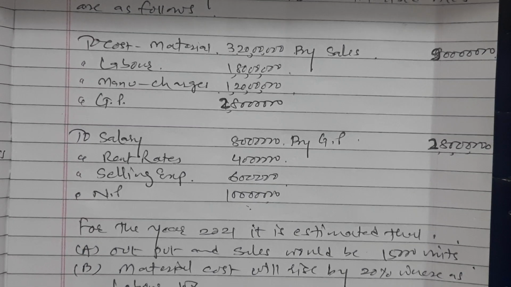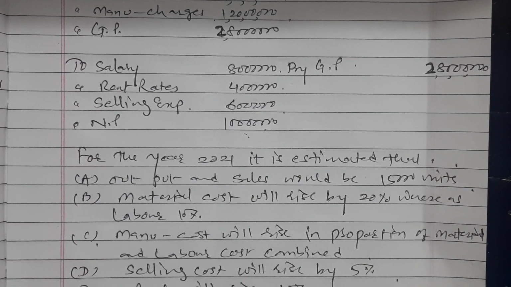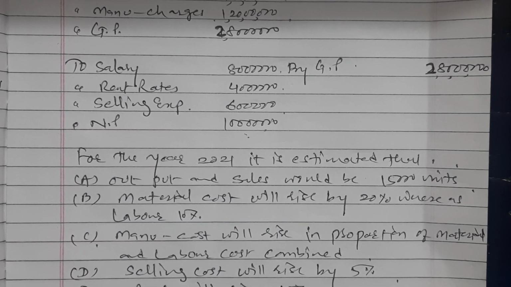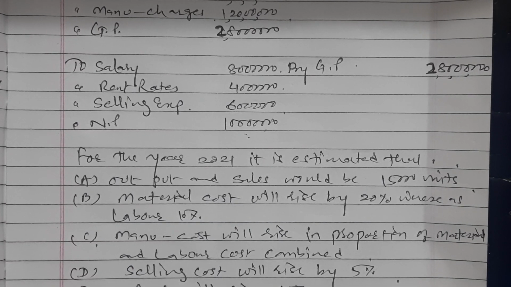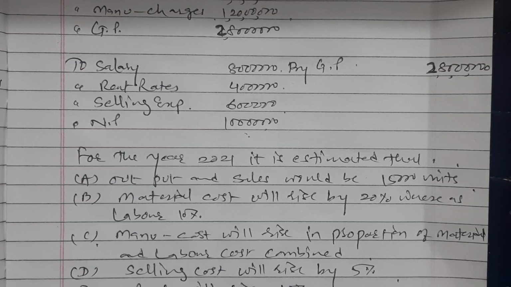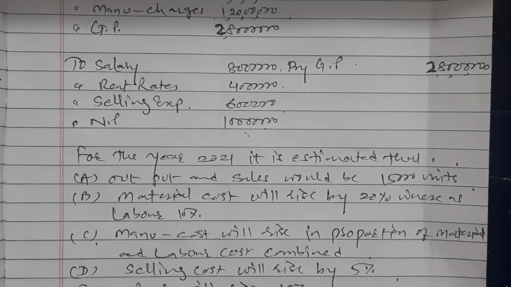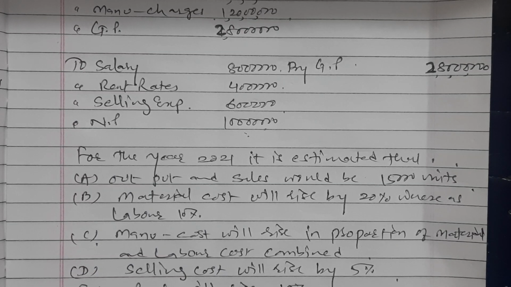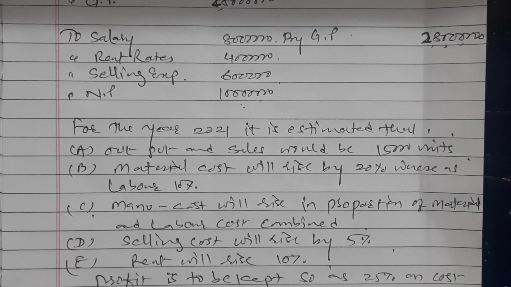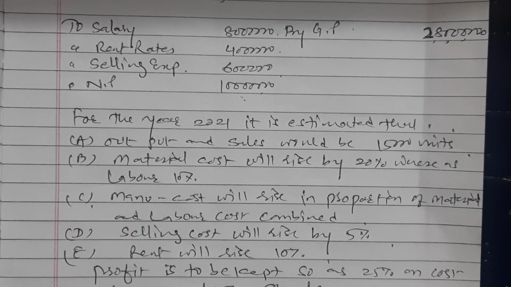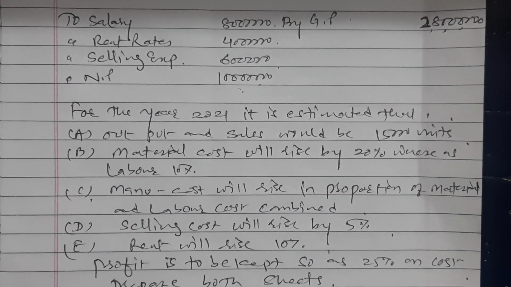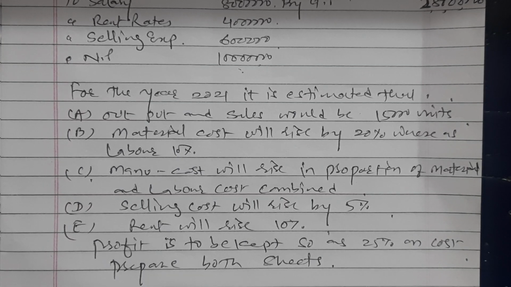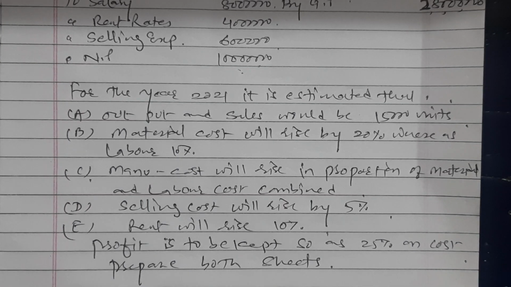Now for the year 2021, it is estimated that output and sales would be 15,000 units. Material cost will rise by 20%, whereas labor by 10%. Manufacturing cost will rise in proportion to the material and labor cost combined. Selling cost will rise by 5%, rent will rise by 10%. Profit is to be kept at 25% on cost. Prepare both sheets.